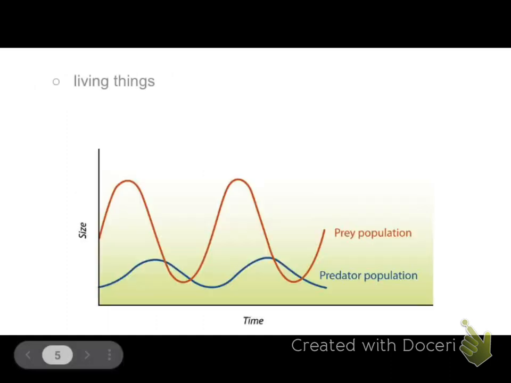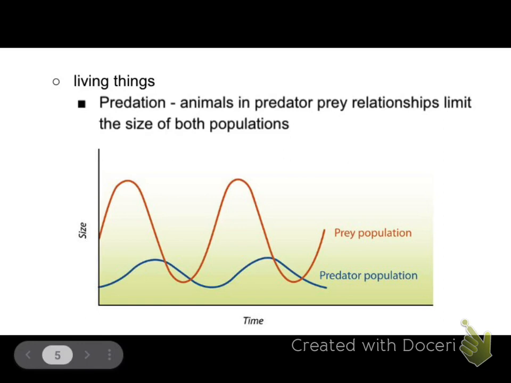Now, limiting factors can be more than just non-living things. There are ways in which living things can be a limiting factor. Okay? The first one of those that we're going to discuss is predation. So any time that animals are in a predator-prey relationship, this is going to limit the size of both of those populations, actually. Okay, so you would think that in a predator-prey relationship that it would just be the prey population that has its size limited, right? Because it's the one getting eaten.